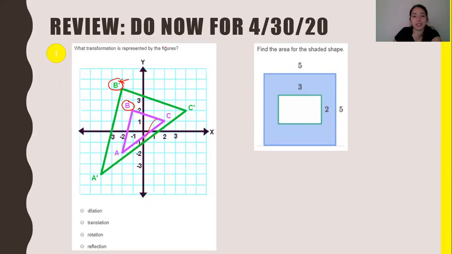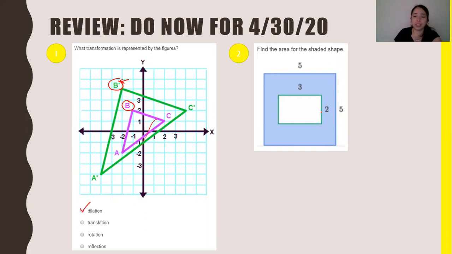So what transformation is that? In the chat box, go ahead and answer that question. Is it dilation, translation, rotation, or reflection? Good. It is dilation, and that's because the shape goes from being small and gets larger. So it is dilation. Now let's look at question 2.